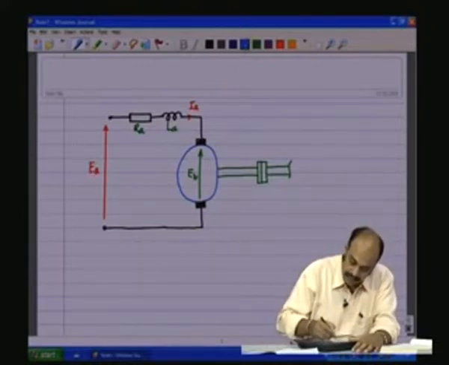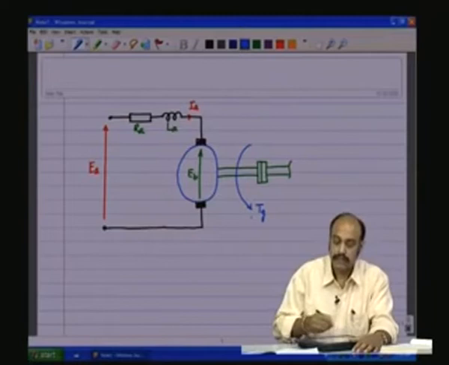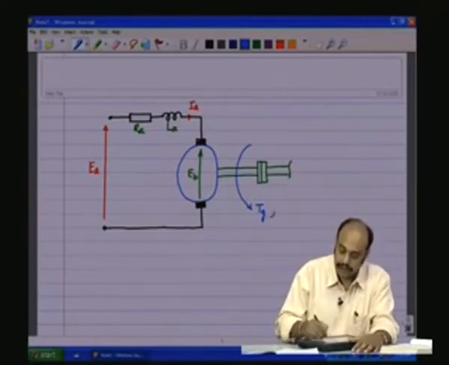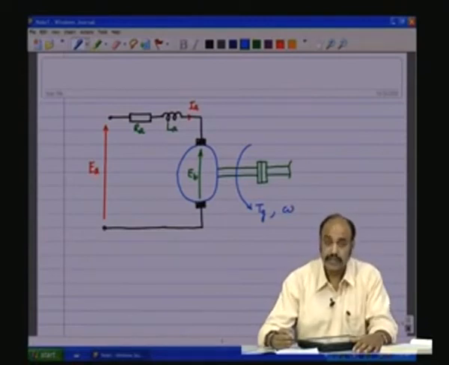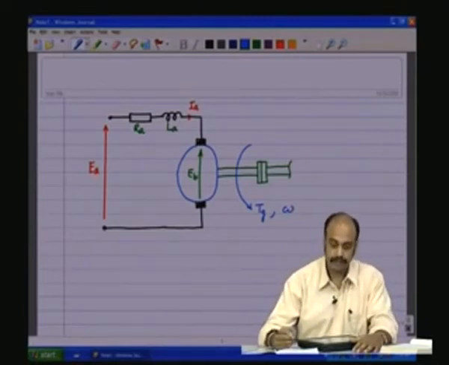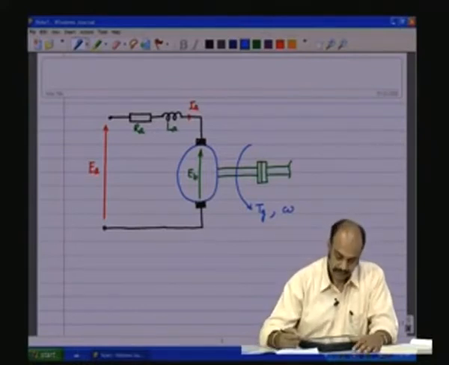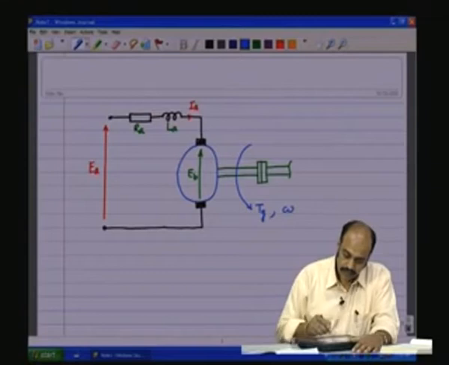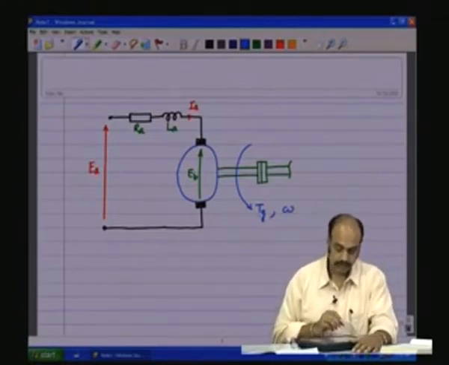and then in the mechanical domain we have a torque Tg which is getting generated, and because of the torque Tg there is a speed, angular speed of rotation omega in radians per second, or speed n in RPM, which gets generated. Now, this is on the mechanical domain.